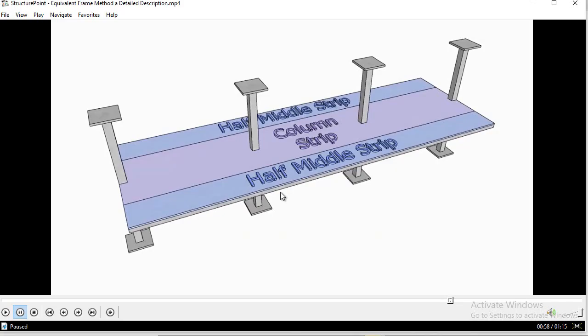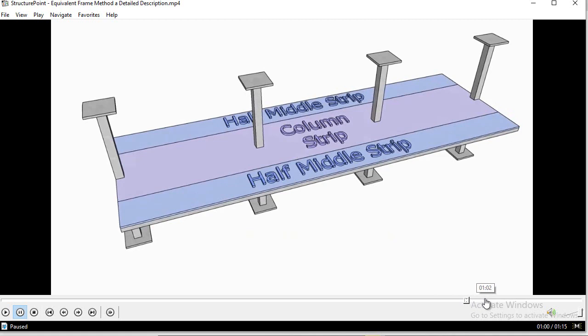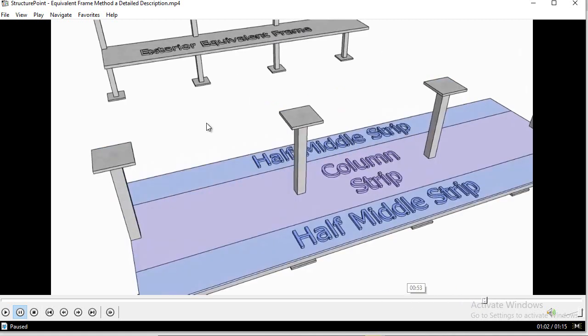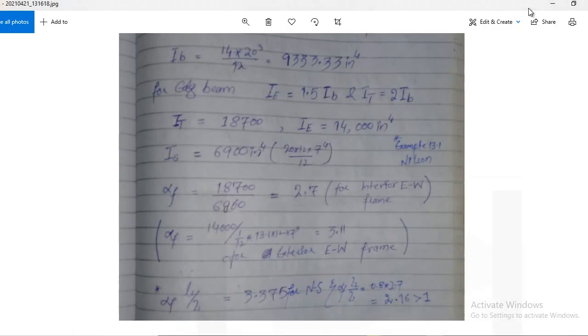If you watch this video, you see we have two frames: the exterior equivalent frame in the east-west direction, and the interior equivalent frame, which is also in the east-west direction. So for these frames, your alpha F will be different. You must take care of these differences.